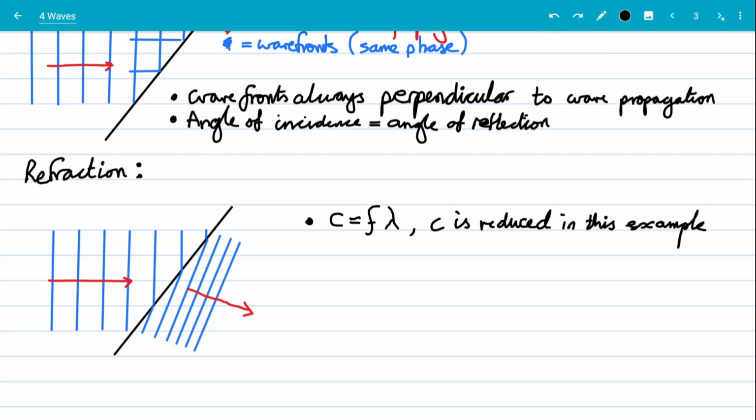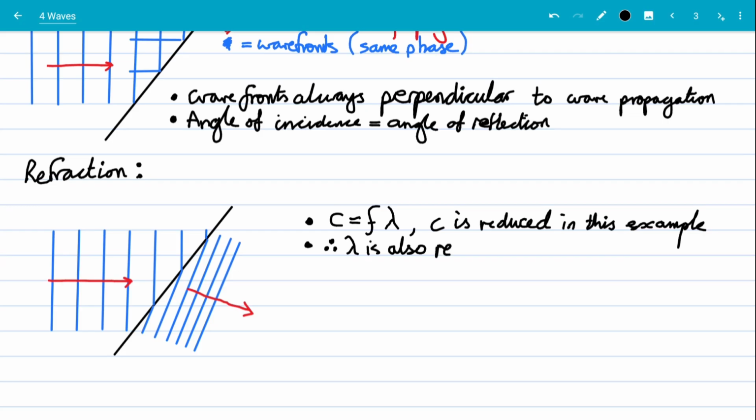When I look in the textbook, it's awfully drawn. So I think I could be forgiven. So if C is reduced, then therefore, this three dots there means therefore, lambda is also reduced. Now, you might be thinking, well, why not frequency?